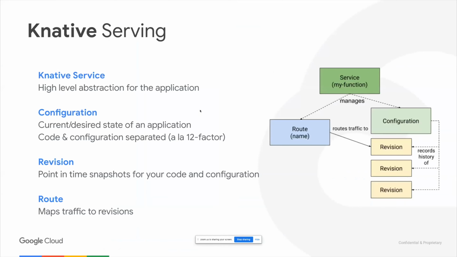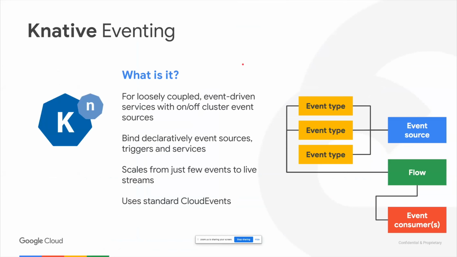Let me go to my slides. Yeah, next I want to talk about Knative Eventing, the second part of Knative. And Knative Eventing, what it tries to do is that it tries to connect different kinds of event sources to different kinds of event consumers using a flow in the middle that you can define.